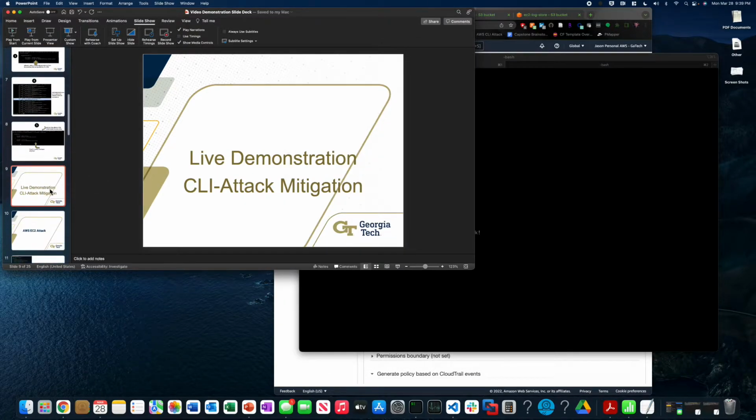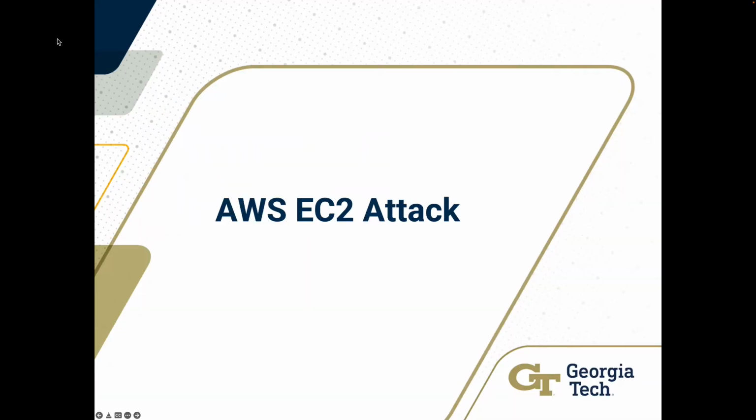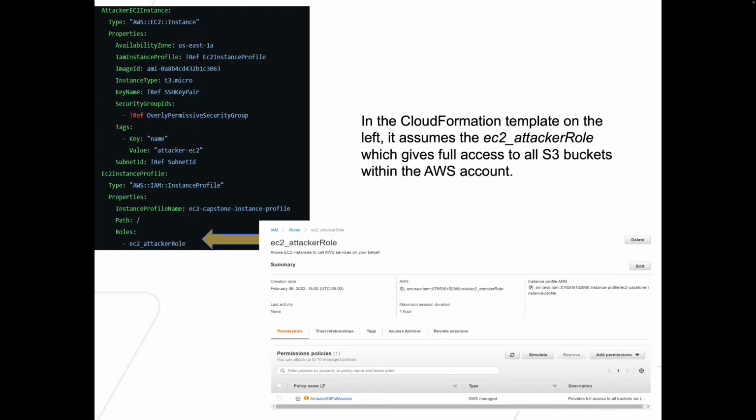Moving on, we will move into EC2, which is a virtual VM, so to speak, that AWS offers. I started out by writing a CloudFormation template that puts in the EC2 attacker role, which I created to have unrestricted S3 access. S3 is a storage service in AWS to put various files. This YAML code on the left will build an EC2 instance with this role attached automatically.